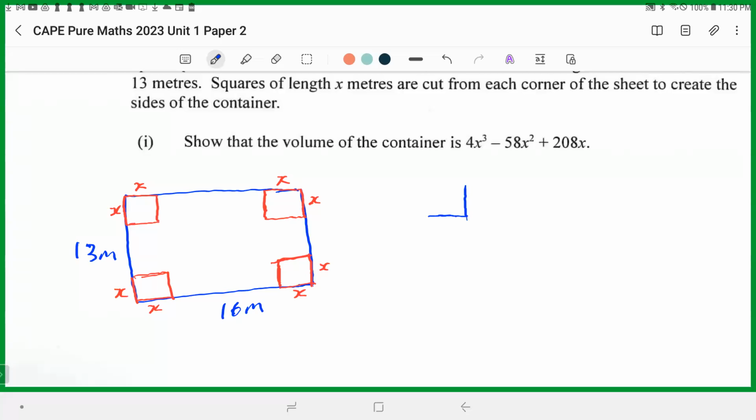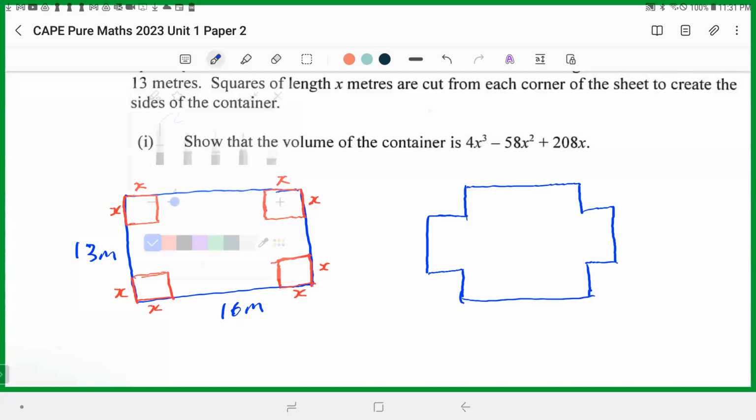There's a square in the corner there, so you come down here, go back, come down, go across, come down, go back in like that, and come down and go across. Something like that. Not so perfect, but hope you get the picture. So you cut out the corners. Those corners are cut out and gone. That is what you have left after you cut them out.